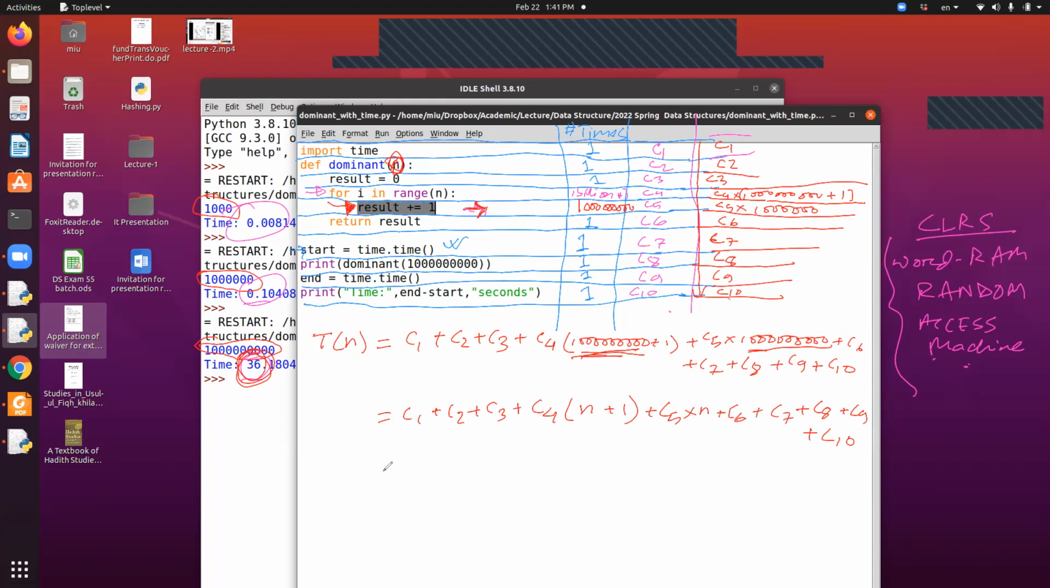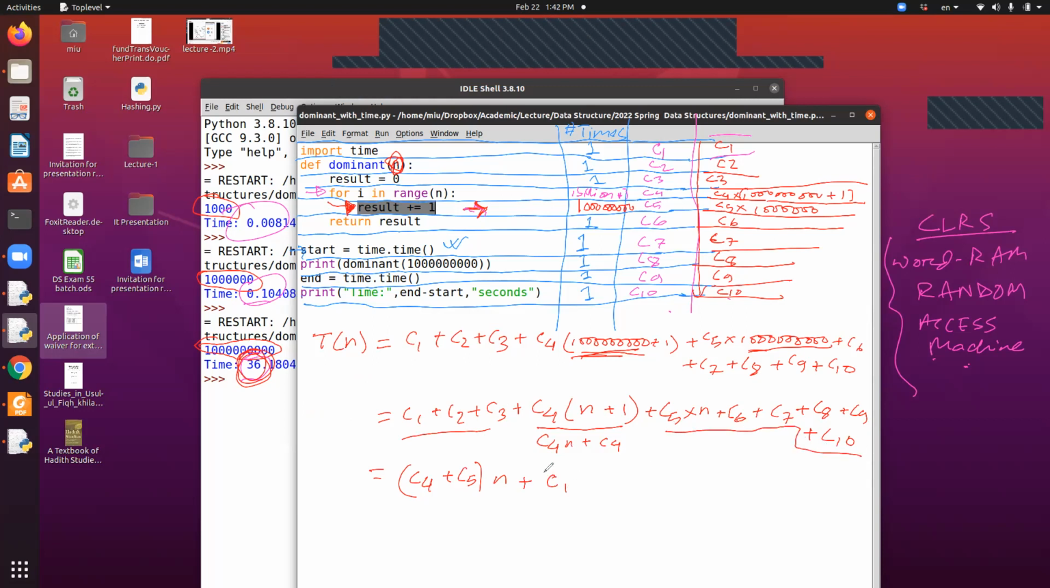Okay. So what we can do is use simple arithmetic. We can break this up and write C4 n plus C4. Simple algebra. Now we can take n outside and write C4 plus C5 into n. We have taken n common from C4 n plus C5 n. Is it clear? Just some algebra. And we are arranging all these constants together here.